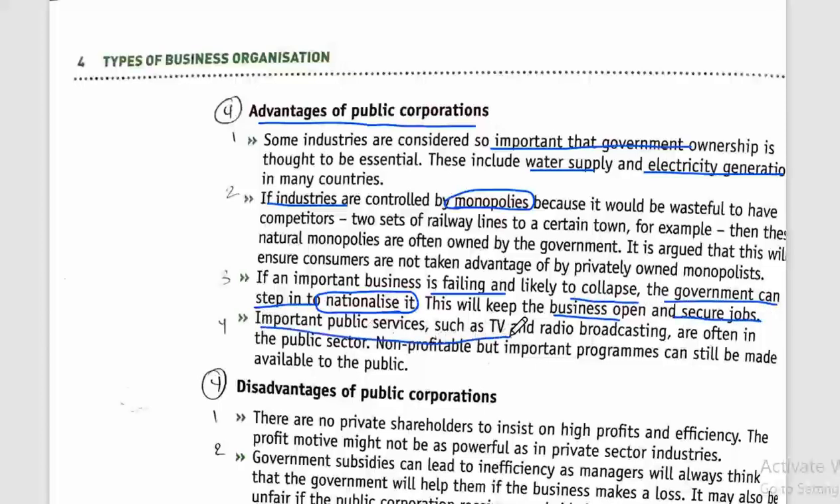Important public services such as TV and radio broadcasting are often in the public sector. They're non-profitable, and they are also important programs. They can still be available to the public, just like the Jordanian television.